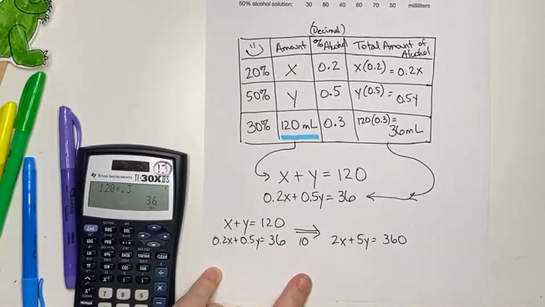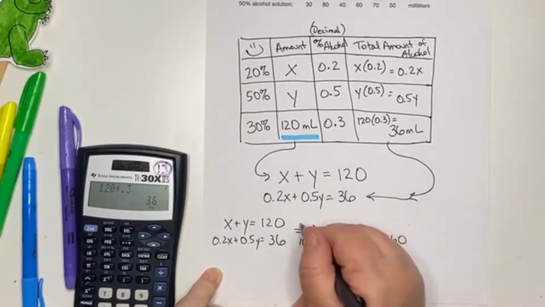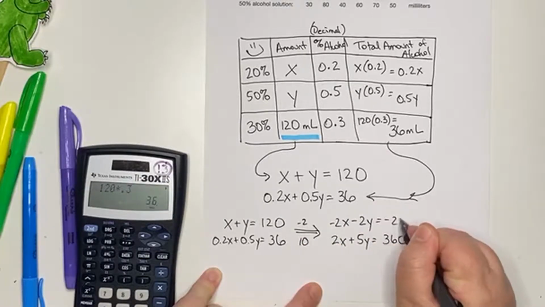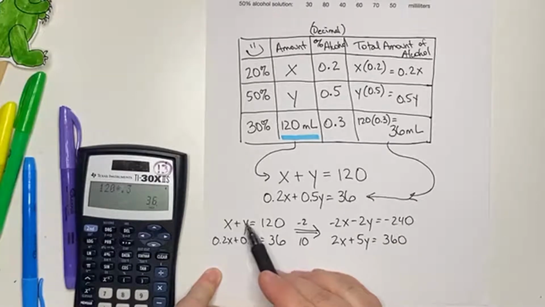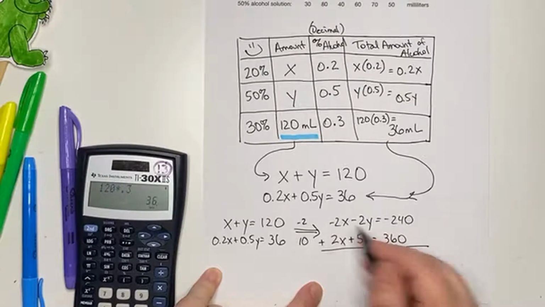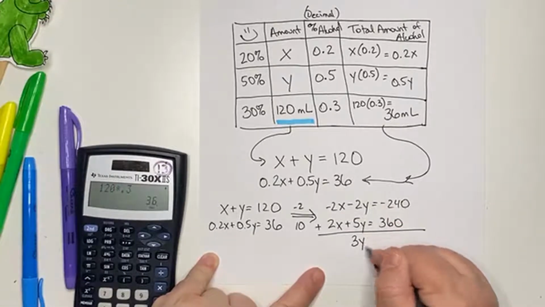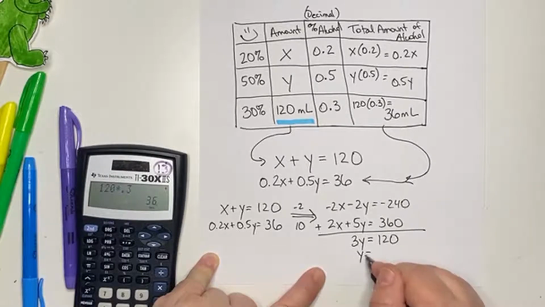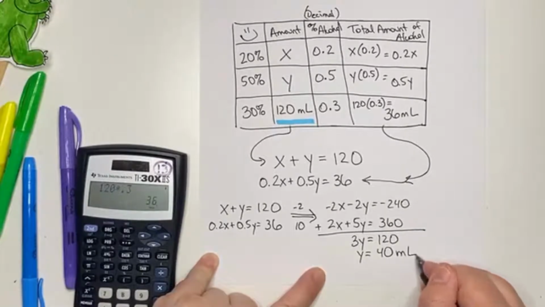Now I'm going to be smart. I see that I'm already in danger of putting baby in the corner. So I am going to cancel the x's. I've got a 2x here. Let me multiply by -2, and then I've got -2x minus 2y equals -240. Remember, you have to multiply every single term in an equation by -2. And then I can add. And then this cancels. Woohoo. The y's, I end up with 3y equals 120, or y equals 40 milliliters, I think.